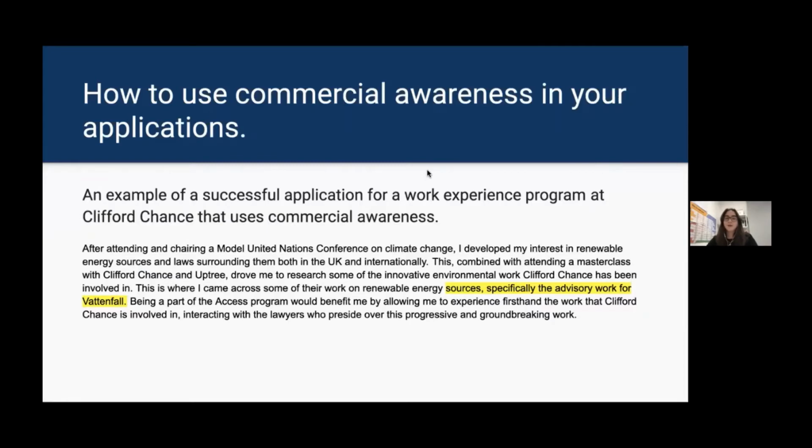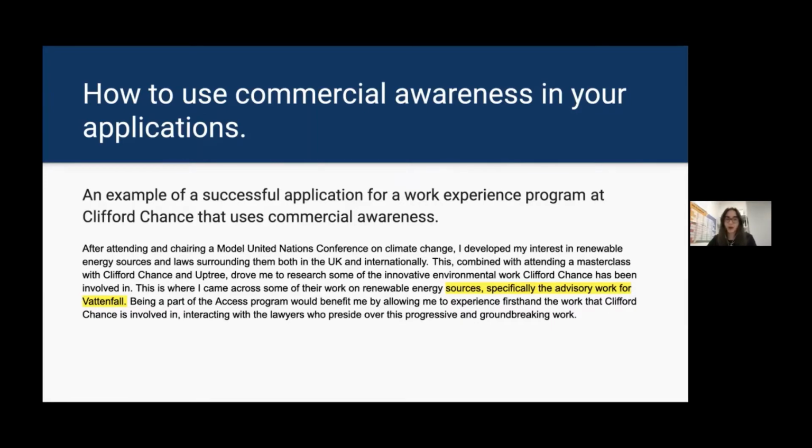Okay, so now we're going to quickly run over how to use commercial awareness in your applications, and then we're going to take part in a task with two articles using the PESTEL technique. I'm not sure if you've heard of that one before. Here's an example. You can take a screenshot of this, but don't plagiarize, because the firm will know. This is an example of a successful application for a work experience I was a part of at Clifford Chance, one of the Magic Circle law firms in the UK, and it uses commercial awareness successfully.